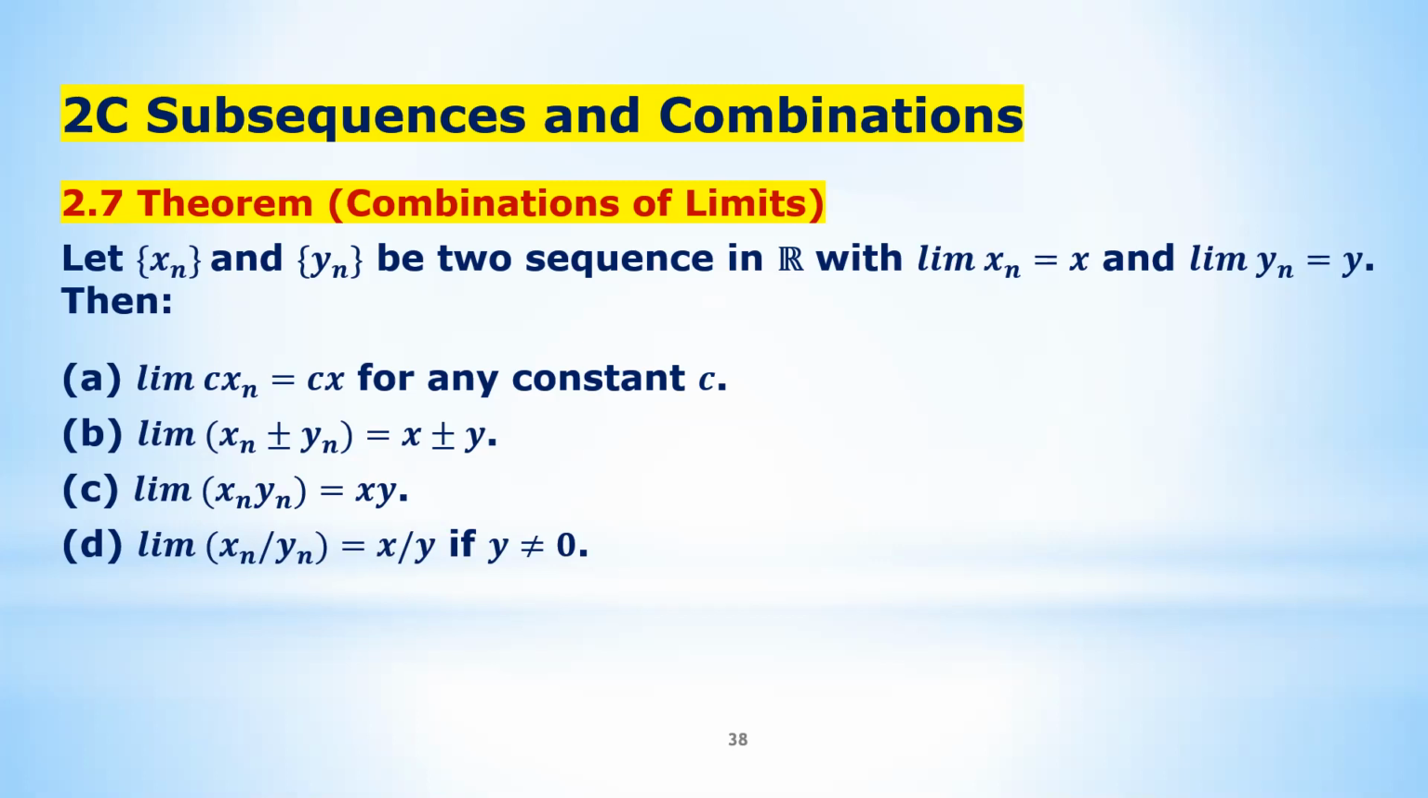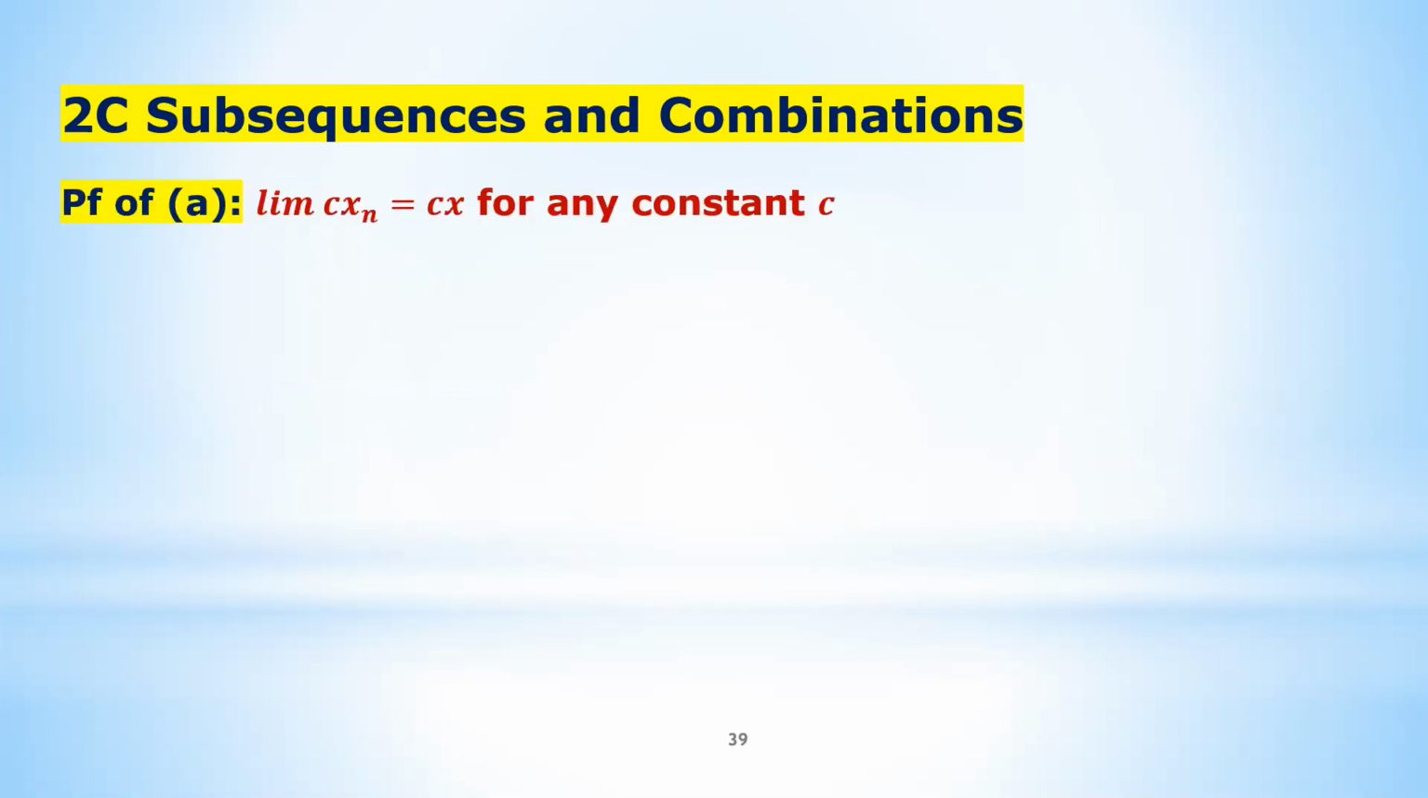Okay, so let's look at A. We want to show that the limit of Cxn equals Cx. For instance, we have to look at a trivial case. Think about the constant C. This result says that for any constant C, this is true, right? We don't have to give any argument in the proof if C becomes 0. Suppose your constant C becomes 0.